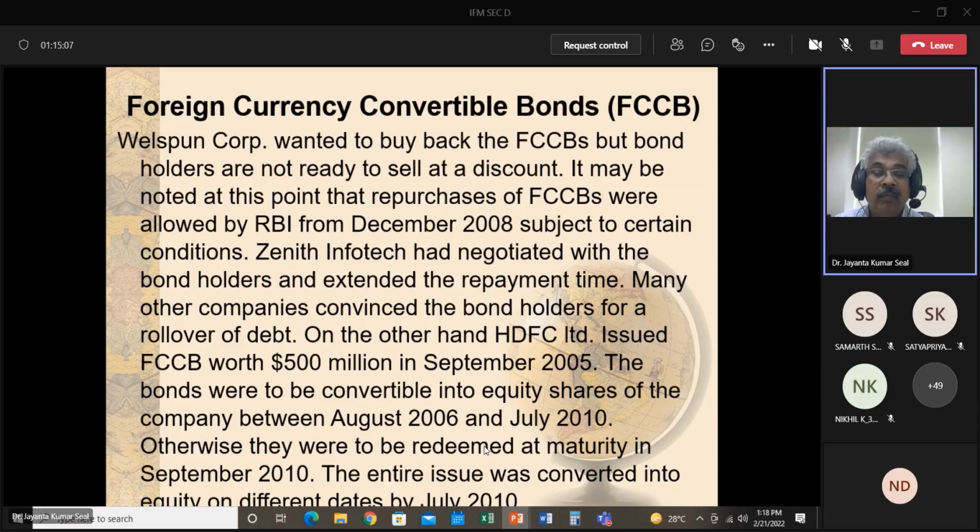So, what is the condition? They issued foreign currency convertible bonds worth $500 million in September 2005, with a condition that they will be converted into equity shares between August 2006 and July 2010, depending upon your availability, your luck. It is done in lottery installments. But if they are not converted into shares by July 2010, then the company has to pay back the money by September 2010. However, the entire issue was converted into equity shares on different dates by July 2010. Okay.